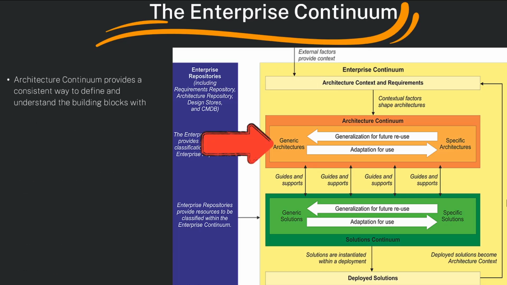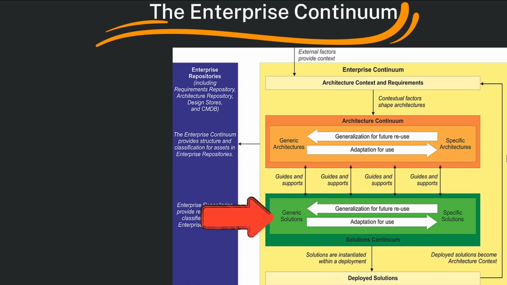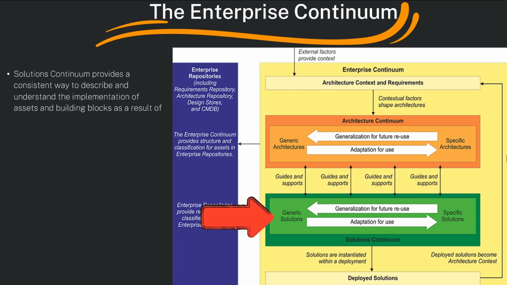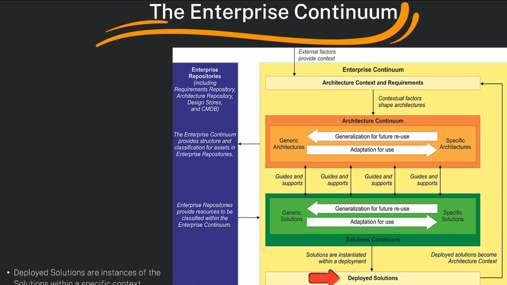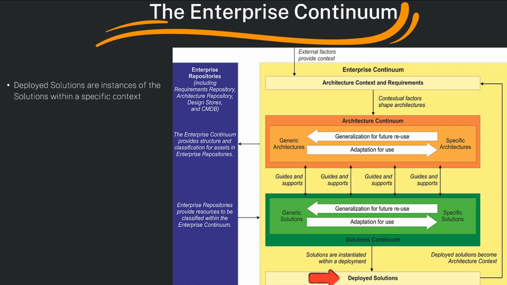Architecture Continuum provides a consistent way to define and understand the building blocks with generic roles, representation, relationship. This aids traceability and integrity of the architectures. Solution Continuum provides a consistent way to describe and understand the implementation of assets and building blocks as a result of agreement with customers and business partners, communities, and the difference between product and system and service. Deployed solution or instance of the solution within a specific context.